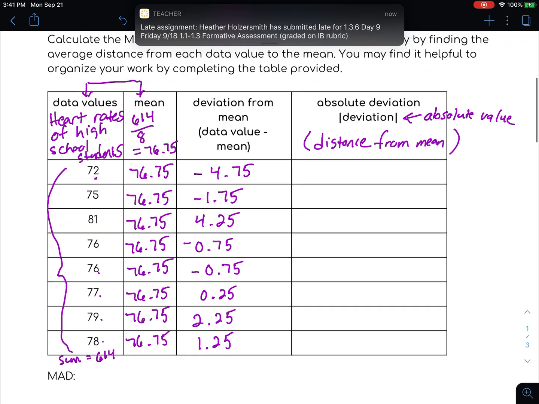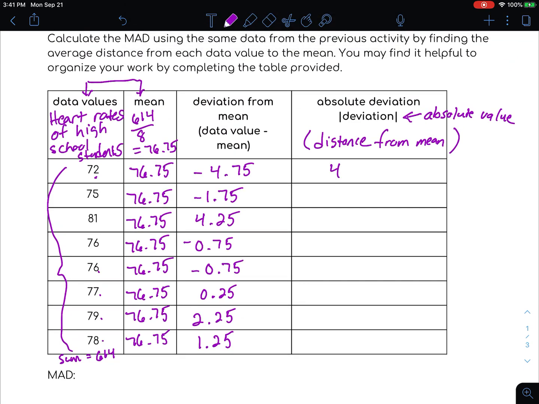So how far away is that first student from the average? Just 4.75. We're changing all these numbers to a positive. All right, so the distance away, even though they were below the average, the distance from the average was 4.75. So all we do is we just take the absolute value of all of the previous numbers. If it was already a positive number, then it just stays positive because it's a distance. So we're going to take all those numbers and change them to positives.